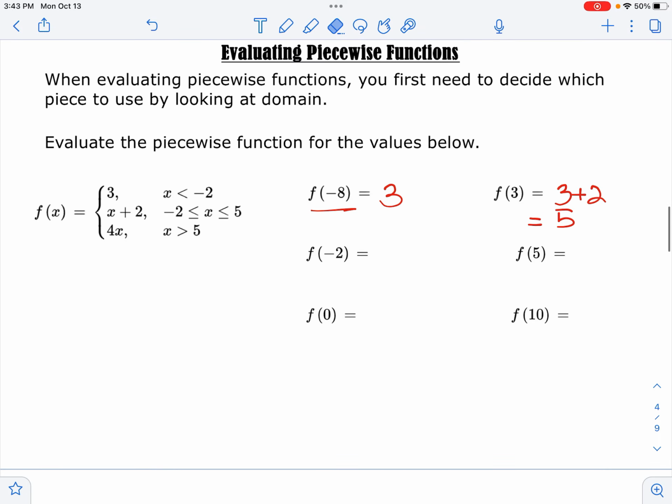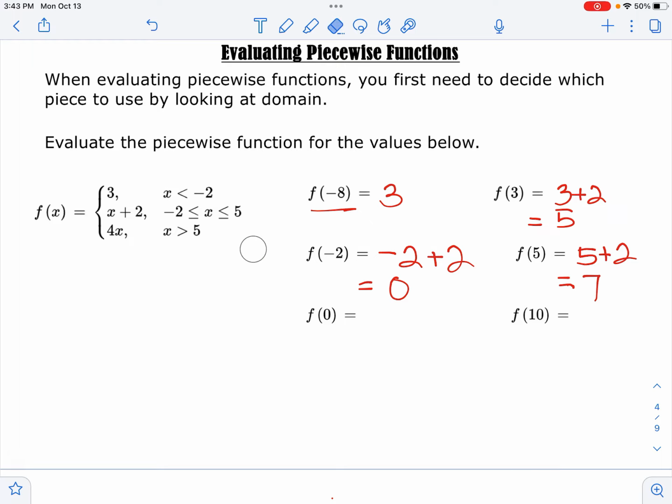All right, negative 2. Well, this one says you got to be less than negative 2, so it's not that one. I'm going to use this piece again. So this would be negative 2 plus 2, which is 0. And then f of 5. Well, that's still in this one right here. So I'm just going to add 2 again. So that'd be 7.